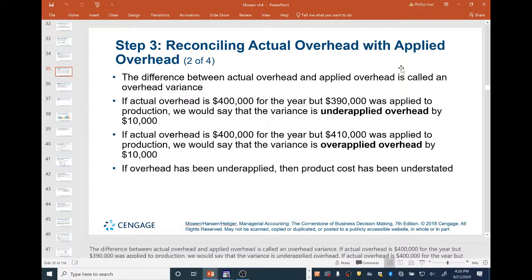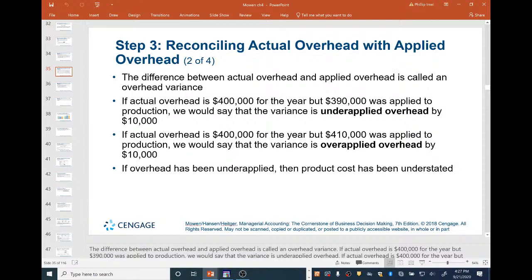So obviously, if that's the case, then we have a variance, right? It's known as an overhead variance. A variance is just the difference between two different outcomes. In this case, they're saying if actual overhead is 400,000, so that's the actual amount of overhead throughout the year that was actually recorded, and then the applied production was 390,000, then obviously we have an under applied overhead by $10,000. That's the variance, right? $10,000.